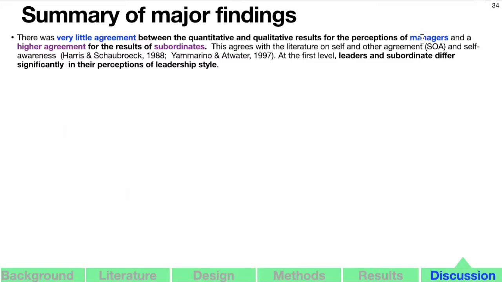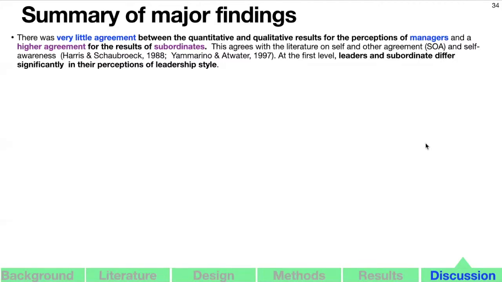So a summary of my major findings, I'll just go through the summary very quickly. There was very little agreement between the quantitative and qualitative results for the leaders, but there was high agreement for the results of subordinates, which agrees with the literature on self-other agreements, where it is found that more reliable ratings of leadership can only be gotten from others, not from the leader themselves.